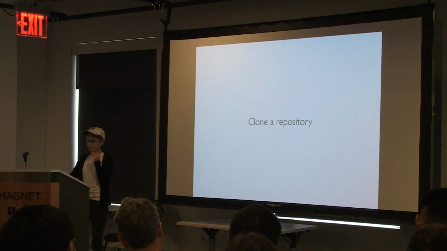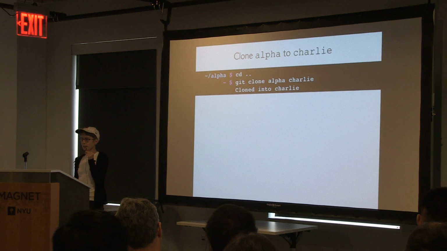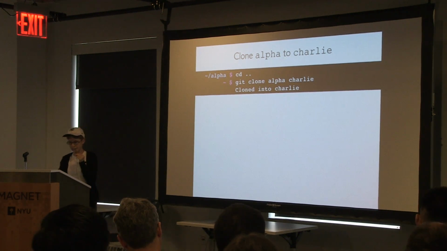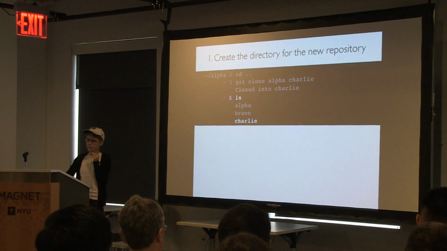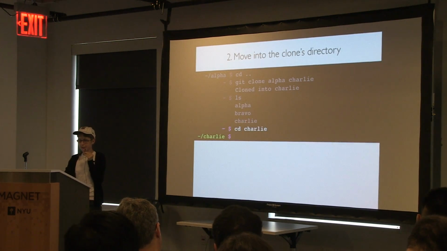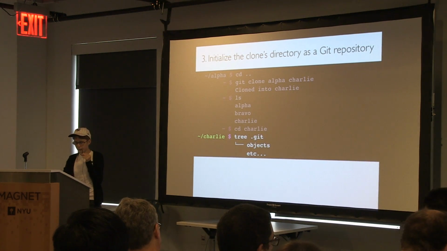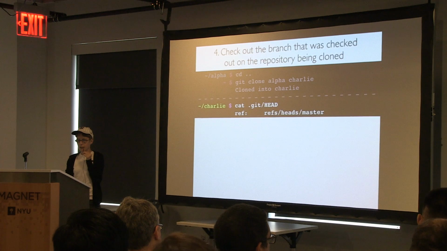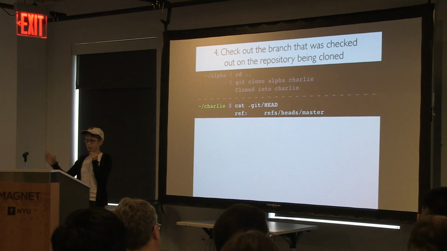Okay. Let's clone a repository. So we're going to cd into the directory above, and then clone alpha to Charlie. So a new repo called Charlie. Let's walk through the steps. Number 1, create a directory for the new repository. Create the Charlie directory. Number 2, cd into it. Number 3, call git init to create a .git directory for Charlie. Number 4, then check out whatever branch is checked out in alpha. So master was checked out on alpha, that's the thing we're cloning, so we just check out master on Charlie.